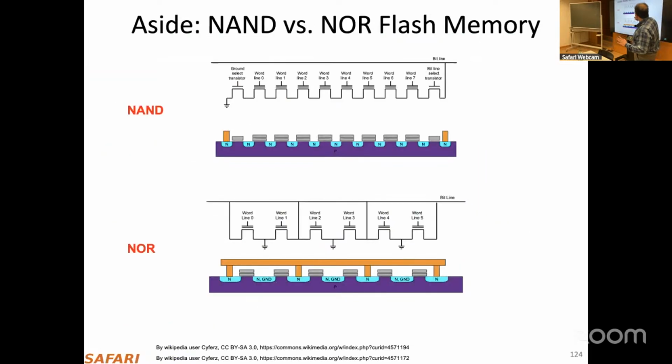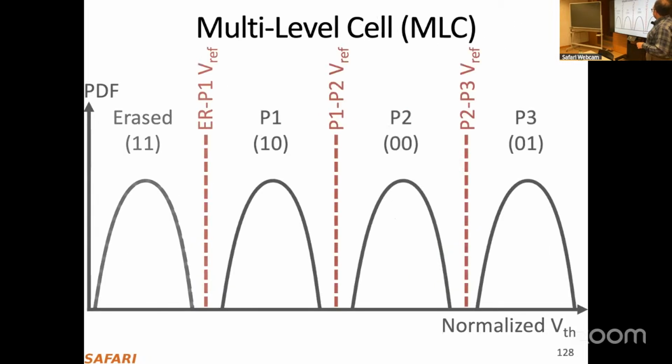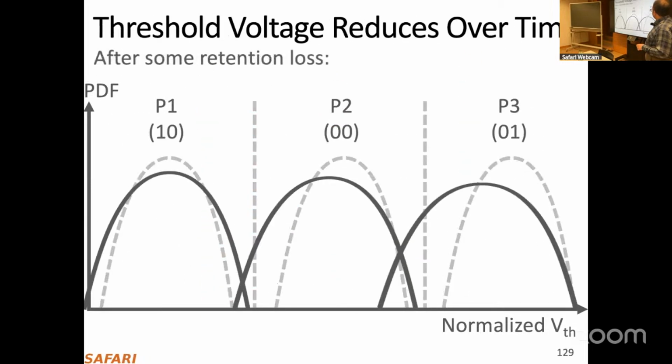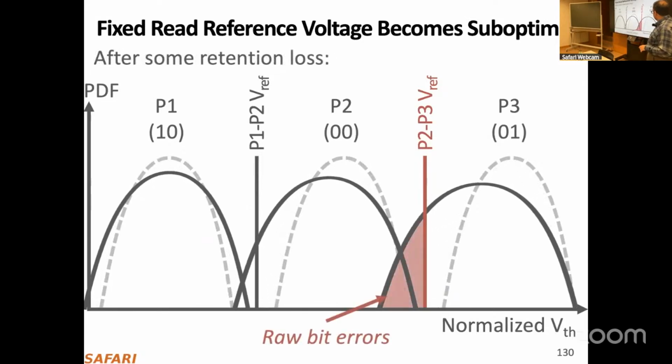This is a slide that I already talked about, NAND and NOR. You can see that in NOR flash, we have much more connection to the bit line and it is actually faster. But the problem is its density, which is lower compared to NAND flash memory. Okay. Yeah, this is also the problem of retention loss that we already discussed, and we're going to have errors after some time.